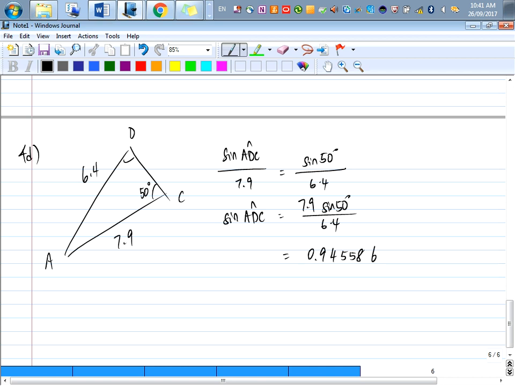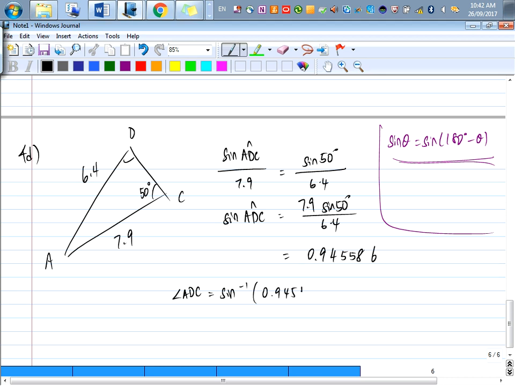Remember? So it is based on this. Let me just write down on the side. Sine theta is equal to sine of 180 degrees minus theta. What does obtuse mean? Bigger than 90, smaller than 180. So based on this, we are going to have two answers for ADC. And presentation-wise it will look like this. Angle ADC is equal to sine inverse 0.945586 or 180 degrees minus sine inverse 0.945586. These are the two answers.